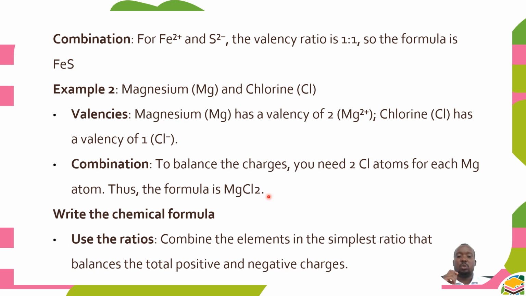balances the total positive and negative charges. So it's just a matter of balancing the charges. Because if you have one magnesium which has a charge of 2 and one chlorine which has a charge of 1, it simply means that to balance the charges, for you to have 2 chloride ions, you need to have a 2 here. Here, to balance, here it's supposed to be 2, here 2 as well. So here you multiply by 1, here you multiply by 2. That's why there's a 2 here for chlorine and 1 for magnesium. So you write the chemical formula using the ratios. This is very, very important.